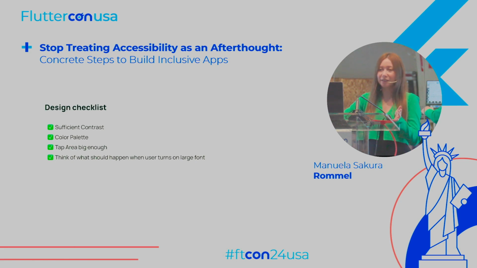Then design checklist. If you design an accessible app, check for sufficient contrast, have a good color palette, have the tap areas big enough so you can actually tap it, and think of what should happen when the user turns on large font.